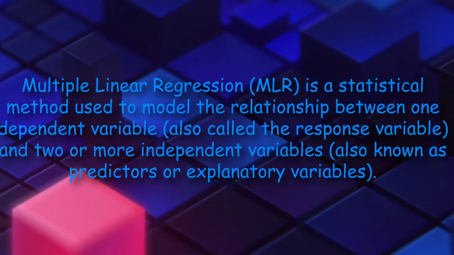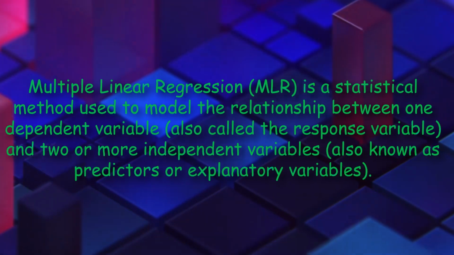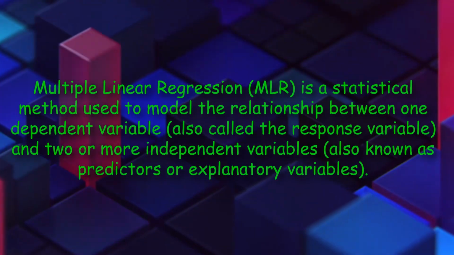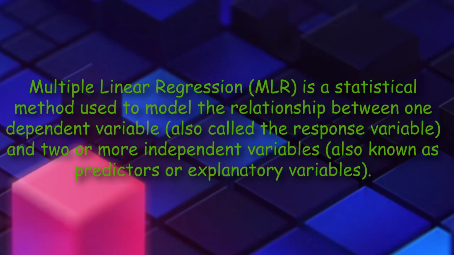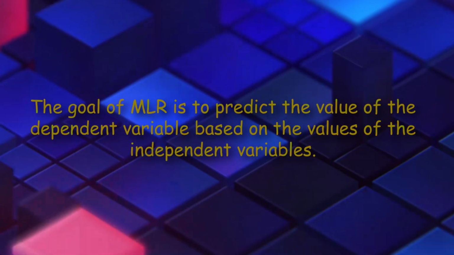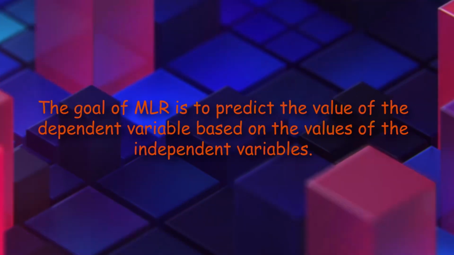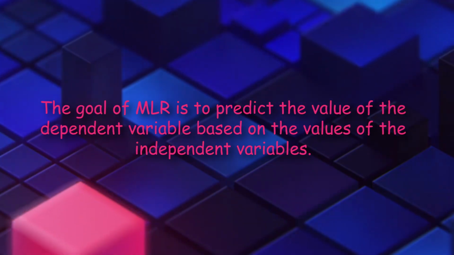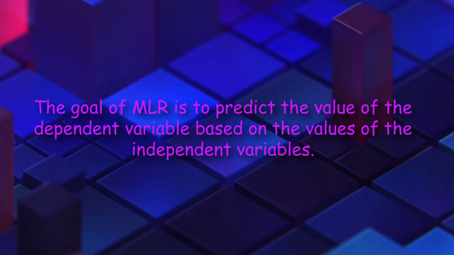So, what is multiple linear regression? Multiple linear regression is a statistical method used to model the relationship between one dependent variable, also called the response variable, and two or more independent variables, also known as predictors or explanatory variables. The goal of multiple linear regression is to predict the value of the dependent variable based on the values of independent variables. Note here that the difference from simple linear regression, where we had one independent variable, is that now we have two or more independent variables.